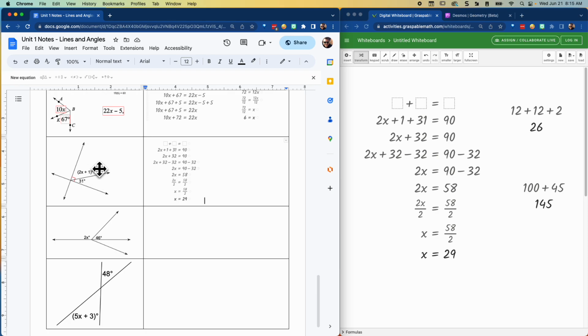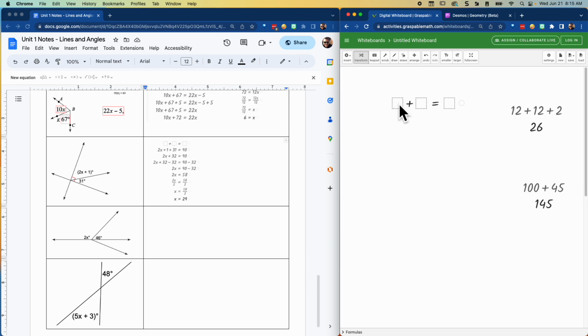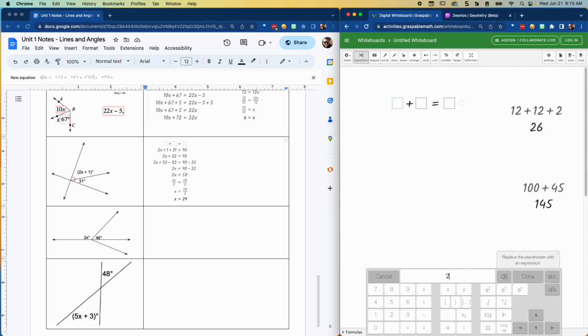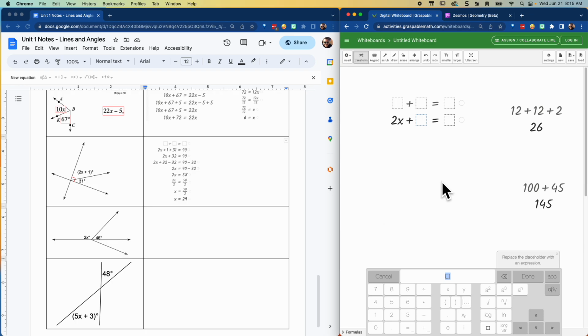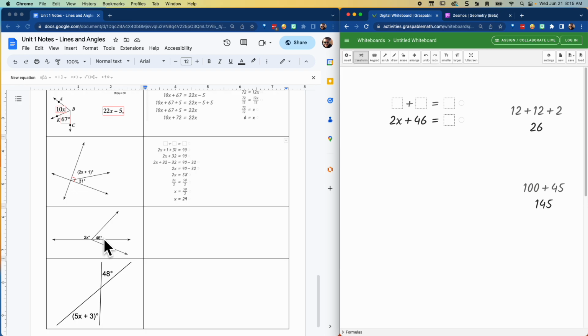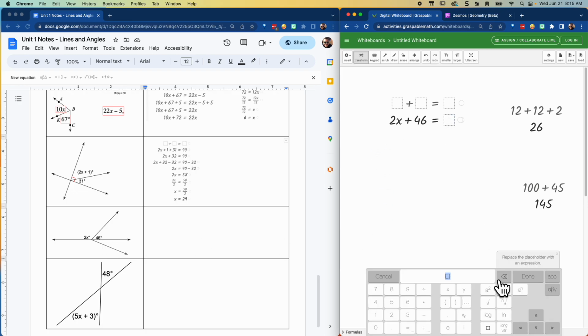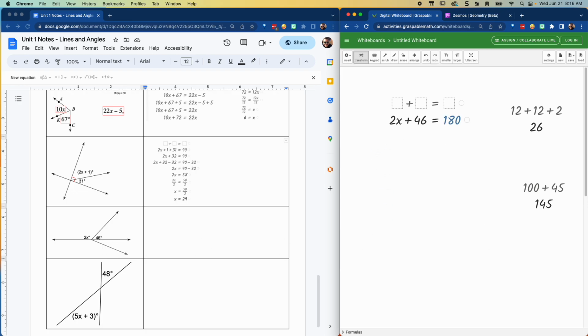Now the second one, similar but very slightly different. The first one makes a quarter circle, which is marked by a square. The next one makes a half circle, which we can understand because it's a straight line all the way across. Well, a quarter circle is 90 degrees, but a half circle is 180. So I'm going to take my two pieces. One of the small pieces is 2x. The other small piece is 46. And the total to make the straight line is 180 degrees.